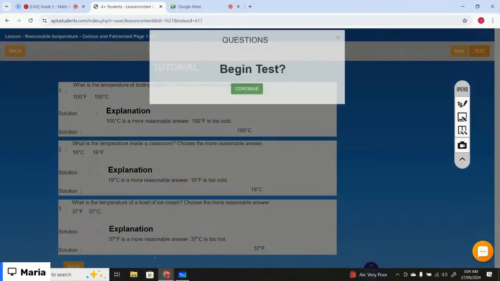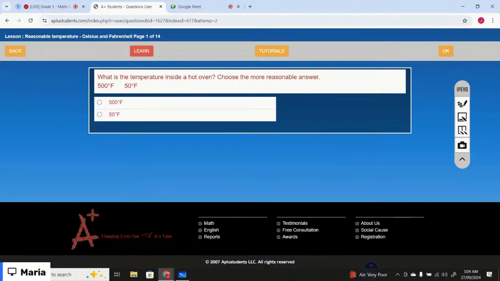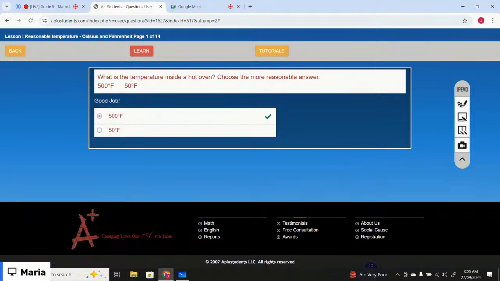Let's start with the test questions. What is the temperature inside a hot oven? 500 degrees Fahrenheit or 50 degrees Fahrenheit? That's a hot oven, so that must be 500 degrees Fahrenheit. Option number 1 is the correct option.